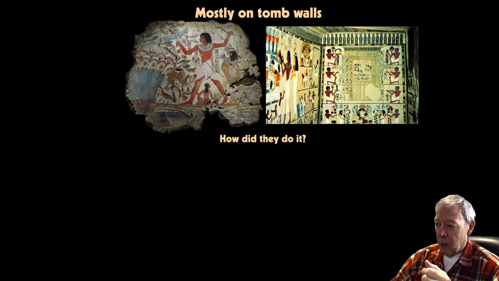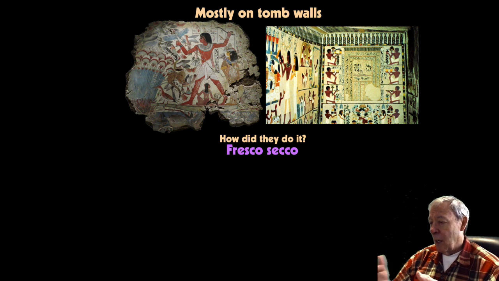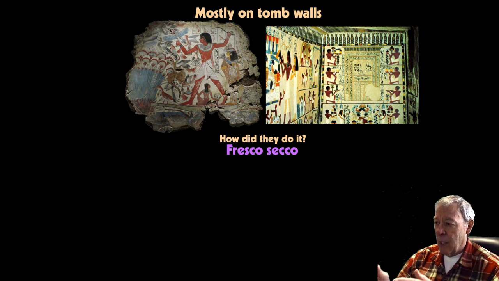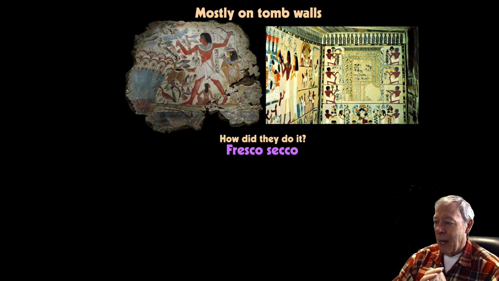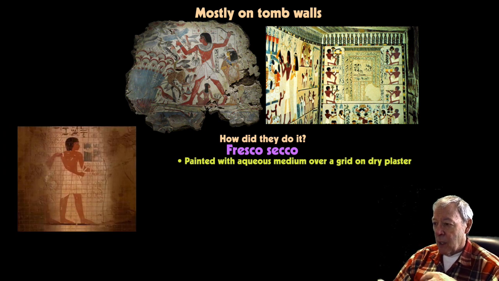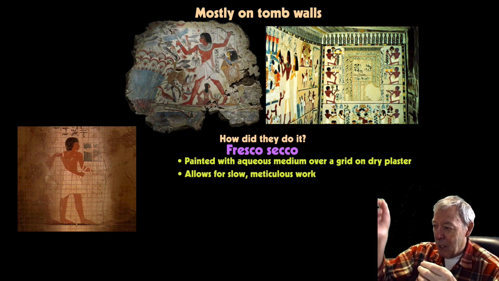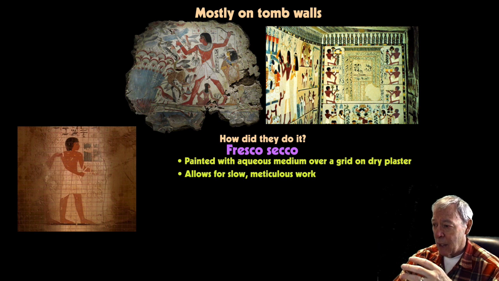So how did the Egyptians do it? They used what's called fresco secco, dry fresco. And we saw an example of them preparing a wall last lecture, where they're smoothing it down, plastering it, applying the grid, and then drawing the image on that, and then painting that image, just coloring in the outlines basically. So in working in this fashion, the advantage is that it allows for slow, meticulous work. You can detail as many tiny meticulous elements as you want in your painting. You don't need to hurry because the surface is dry anyway.